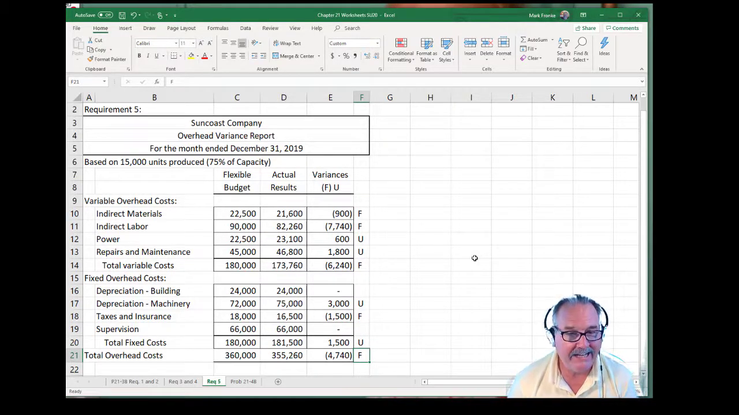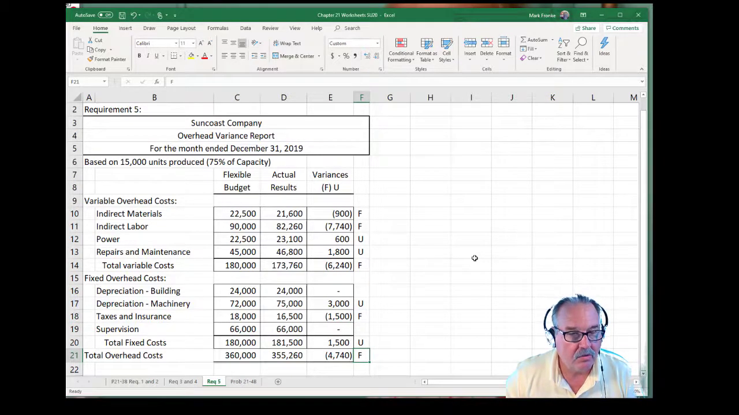Our plan said we should spend $360,000 on overhead, and we spent $355,000, and that is less. That's favorable. And then each category has its favorable or unfavorable. For building depreciation and supervision, we spent exactly what the plan said, so there is no variance. We are comparing what actually happened to what our plan told us we expect to happen.